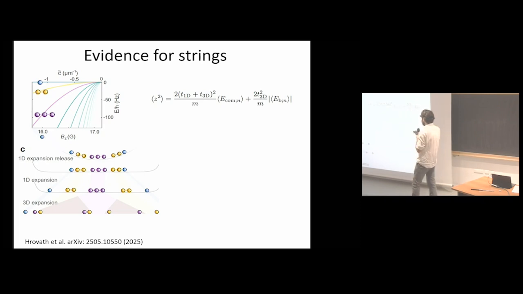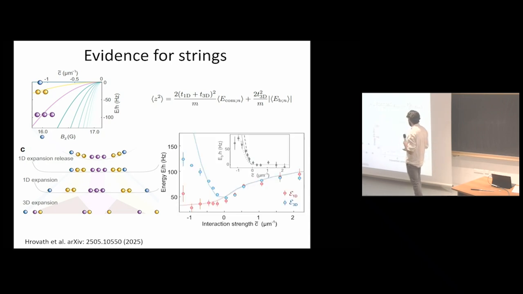And what you can do is you can look at the second moment of the cloud and look at its evolution in time. You're going to have two different behaviors, one with the 1D expansion and one with the 3D expansion. When you look at the 3D expansion, you have kinetic energy and binding energy there. But when you look at the 1D expansion, you only have kinetic energy.